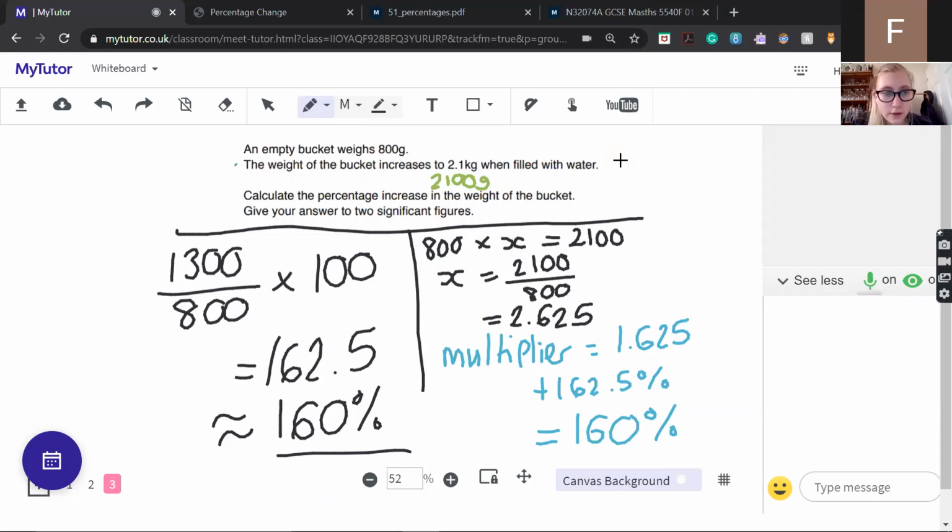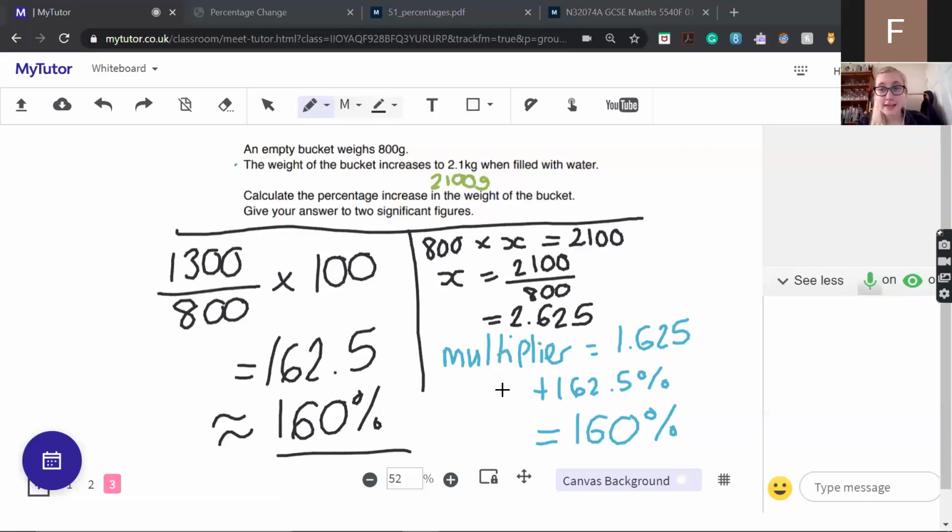Did I get the amount wrong? 1,300. No, it is 1,300. How is that two significant figures? This is a keynote on the difference between significant figures and decimal places.